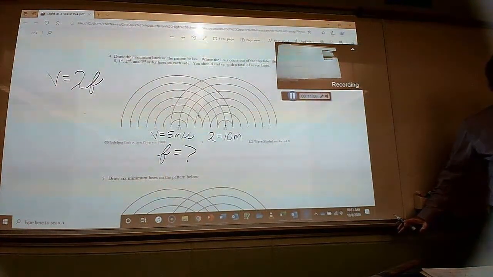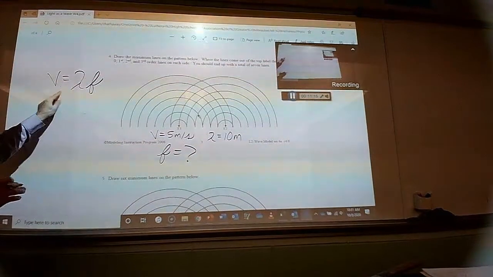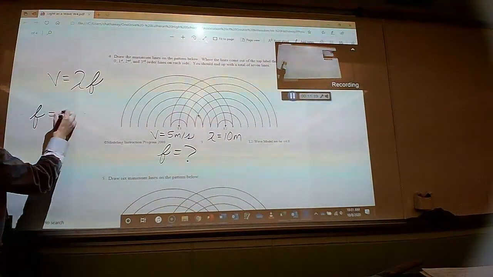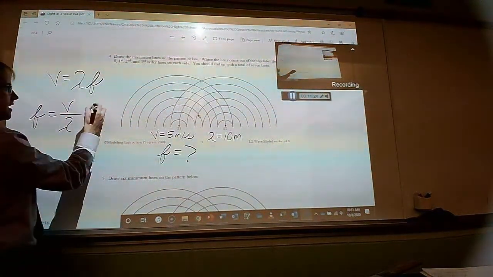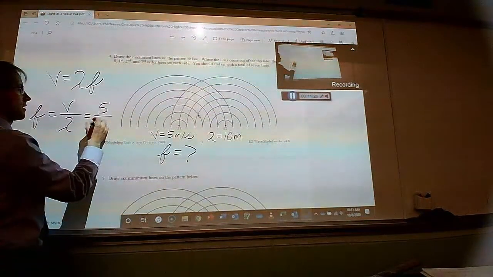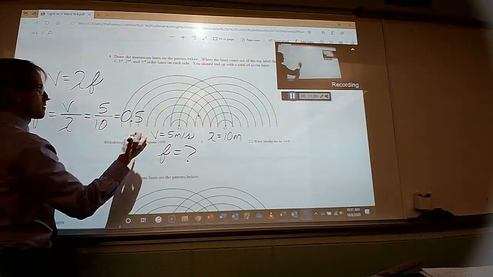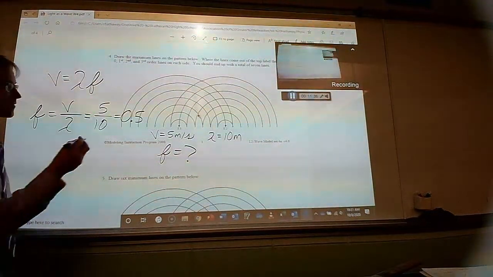So what's the answer going to be for this one? 1/2, exactly. Because if wave speed is equal to wavelength times frequency, that means that your frequency is equal to wave speed divided by wavelength. And of course, 5 divided by 10 is equal to 0.5. So your frequency would be 0.5, and what are the units on frequency? Hertz. Yep.